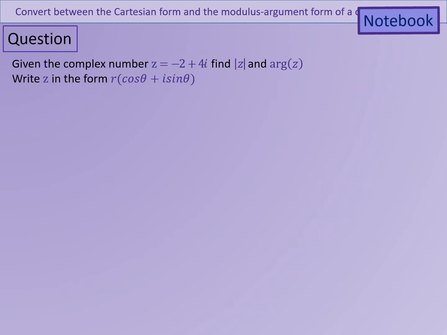So this is an example of how to convert a complex number from Cartesian form into modulus argument form. Give you a second to write that down, pause the PowerPoint if need be. Okay, so we're going to start with the complex number z equals minus 2 plus 4i. We're going to find mod z and arg z, and we're then going to write z in the form r cos theta plus i sin theta.